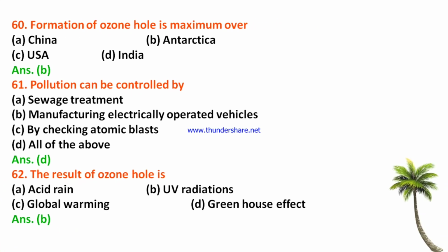Next, number 60. Formation of ozone hole is maximum over China, Antarctica, USA or India. And the correct answer is option B, Antarctica.